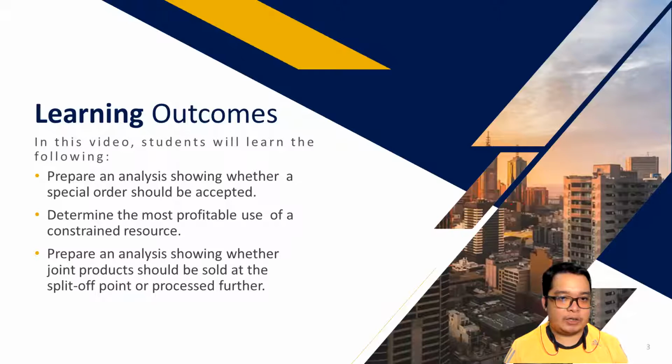Specifically, in this video, students will learn the following. Number one is to prepare analysis showing whether a special order should be accepted. Later we'll discuss what a special order is. Second, to determine the most profitable use of a constrained resource. We'll discuss that again later. And third, whether a joint product should be sold at the split-off point or processed further.